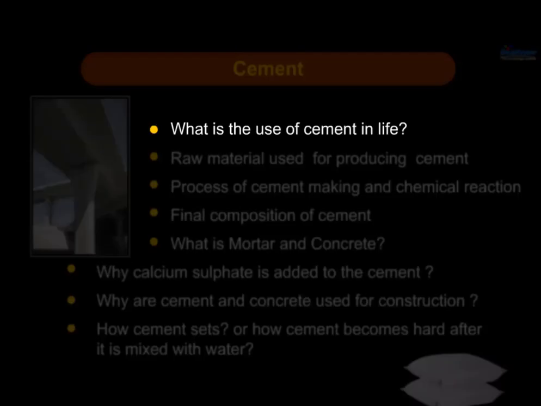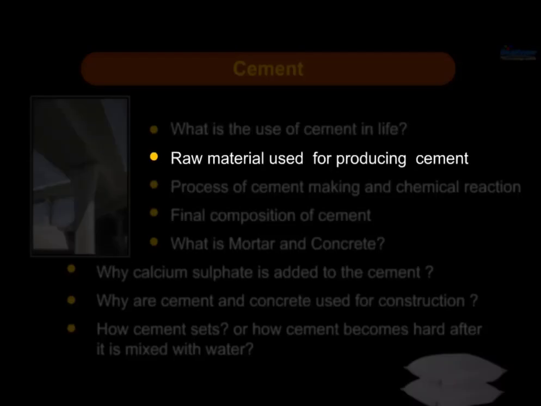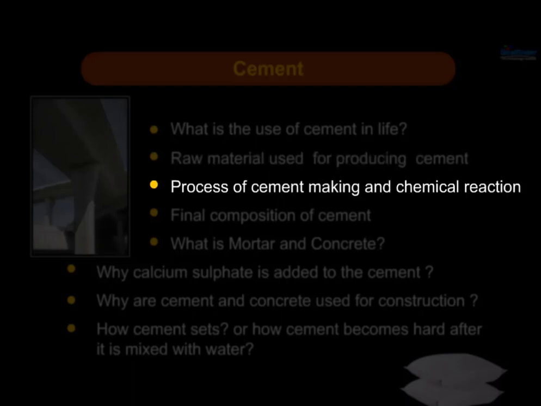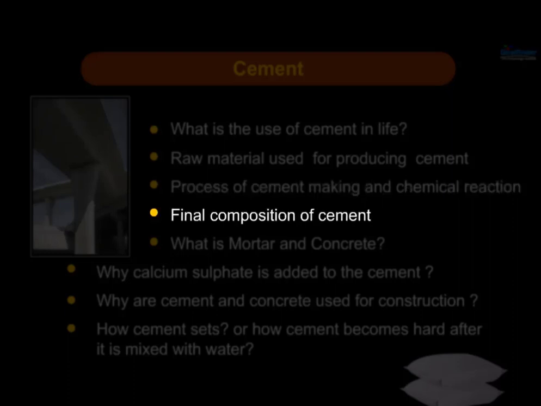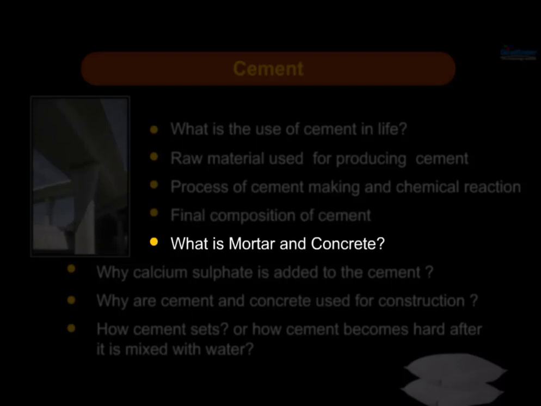What is the use of cement in life? Raw material used for producing cement. Process of cement making and chemical reaction. Final composition of cement. What is mortar and concrete?